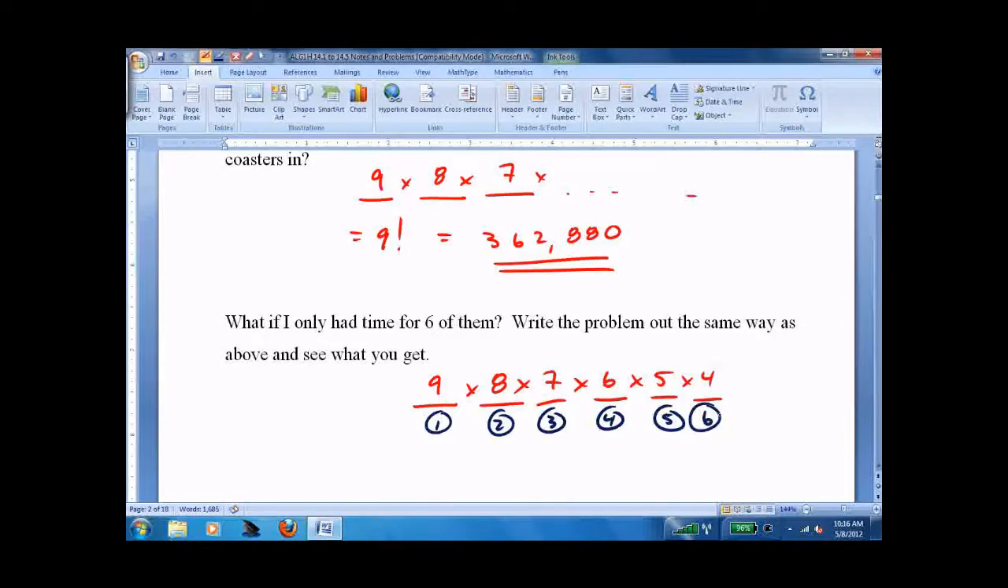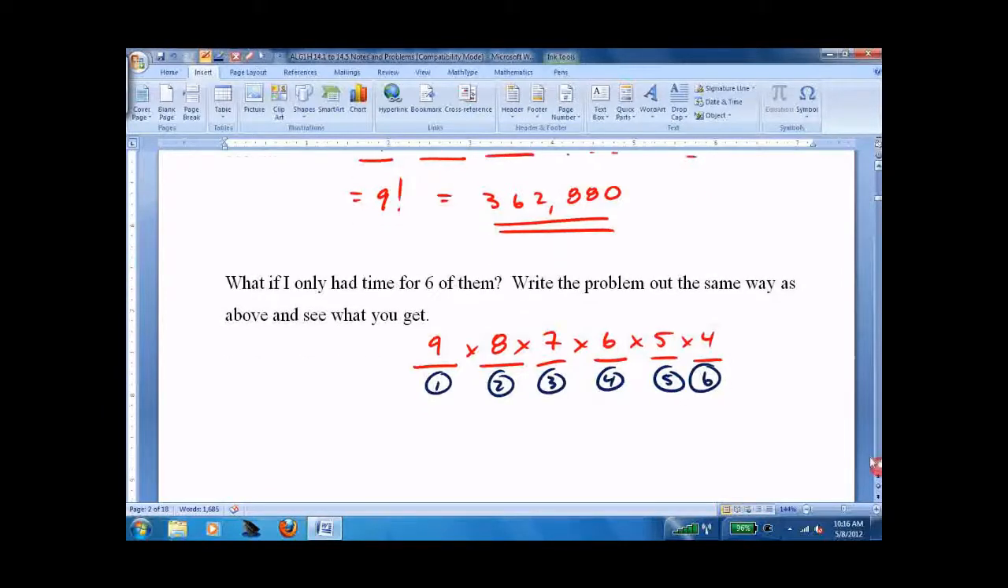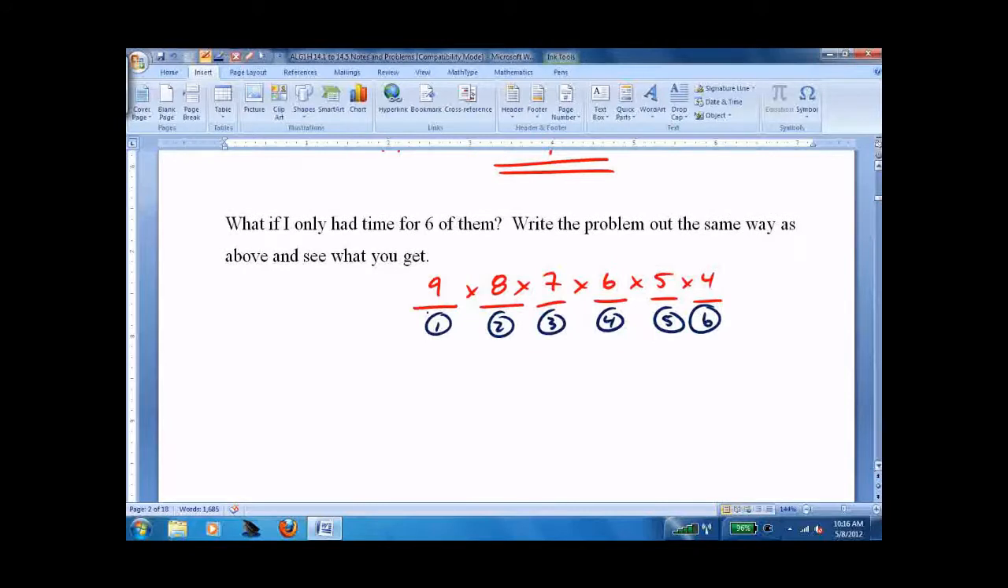Only 6 roller coasters. This is not 9 factorial anymore. It's 9 times 8 times 7 times 6 times 5 times 4. It's actually a way to do it with factorials. We're just going to keep it simple and multiply it out. 60,480. Significantly less, but still quite a few.